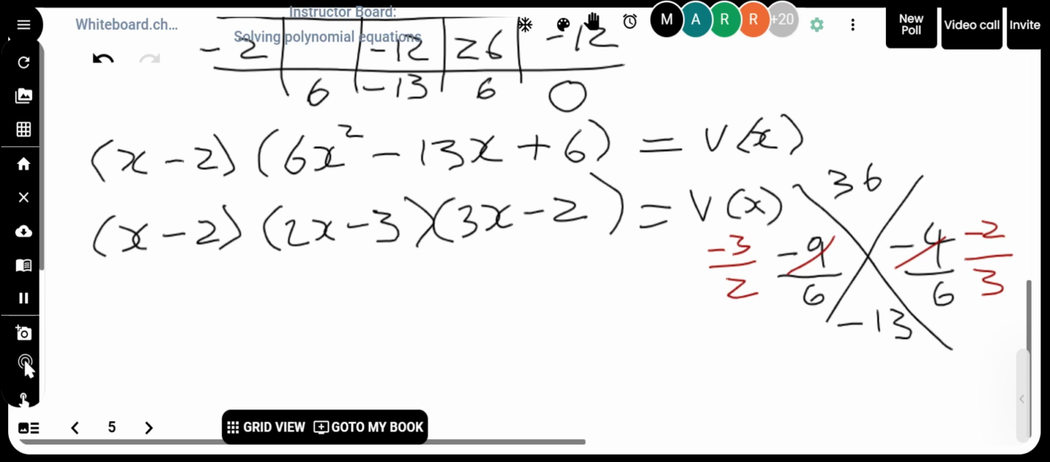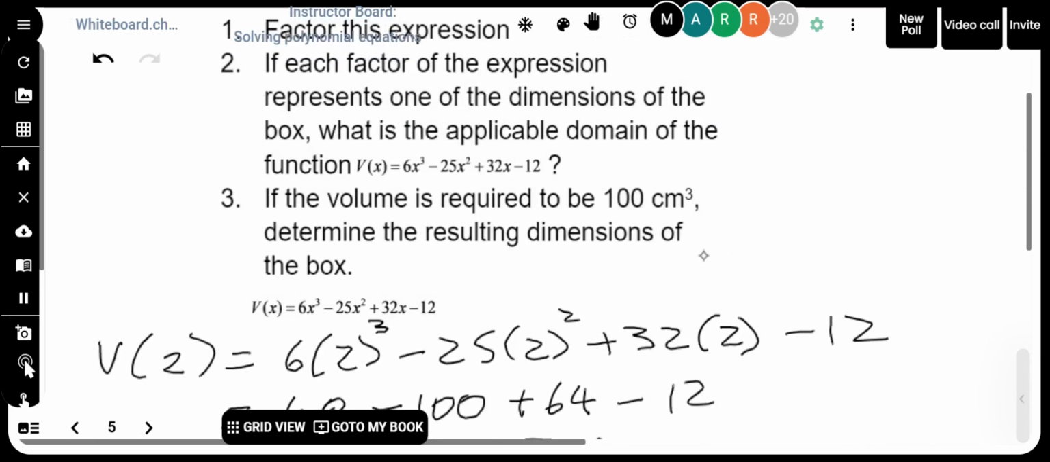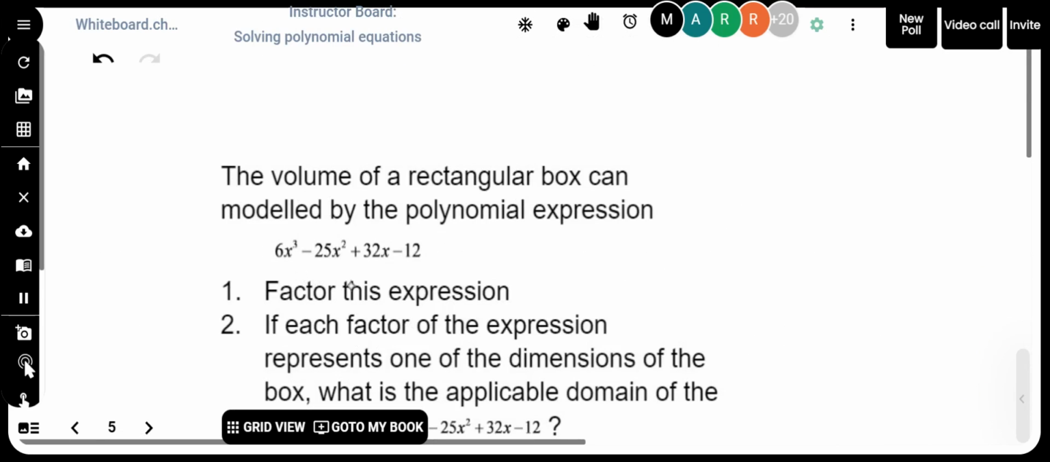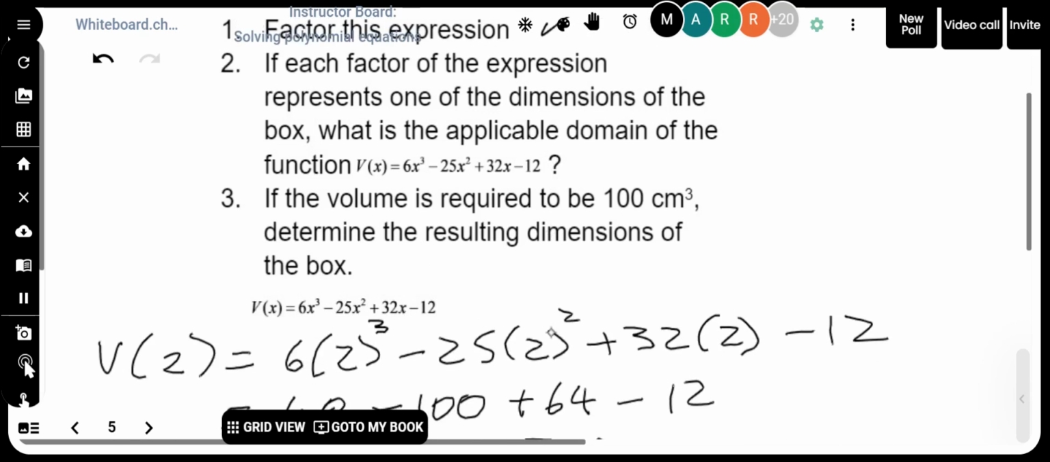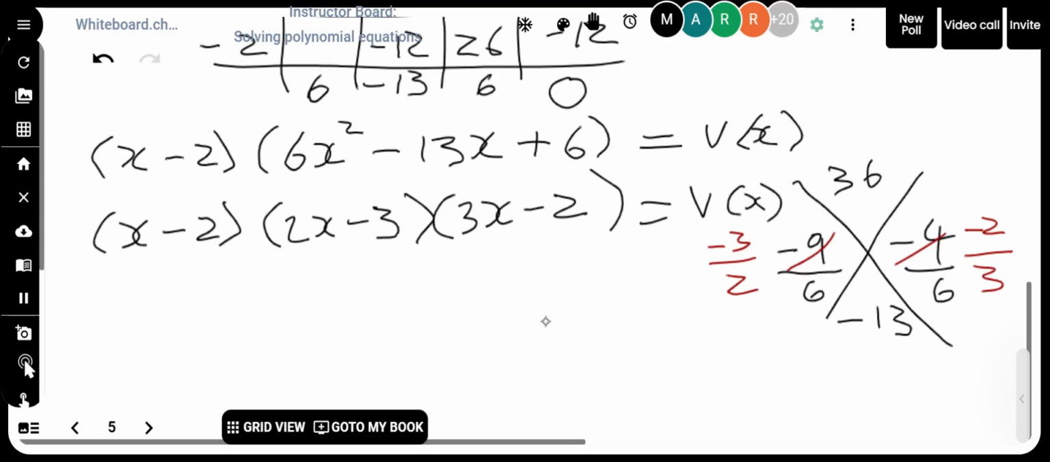So here's my V of X formula. That's now factored. It started off being this cubic function. I've factored the expression. That's done. Now it asks me another question. I'm going to give you a break in 3 minutes. If each factor of the expression represents one of the dimensions of the box, what's the applicable domain of the function?